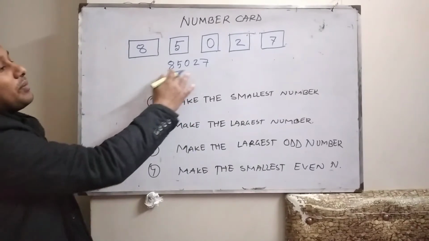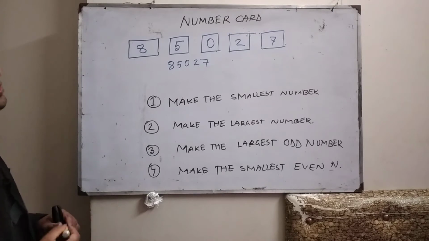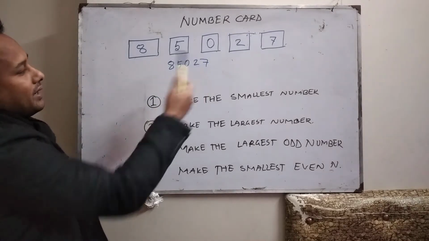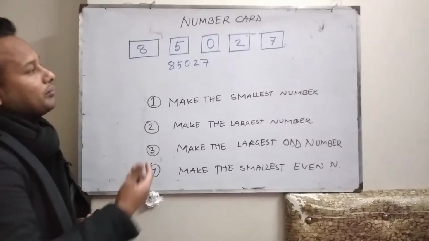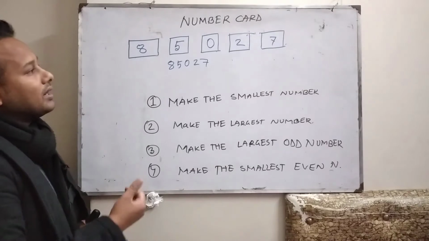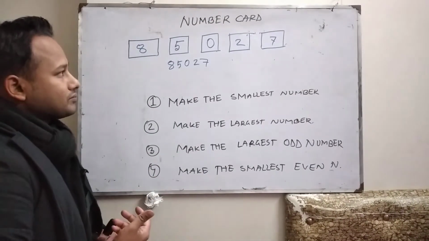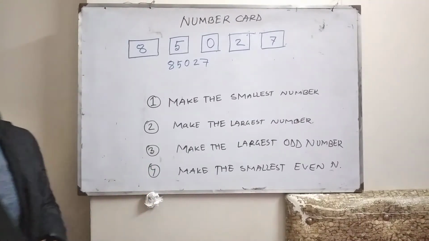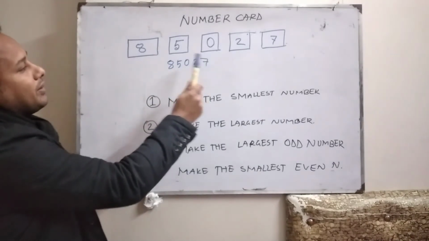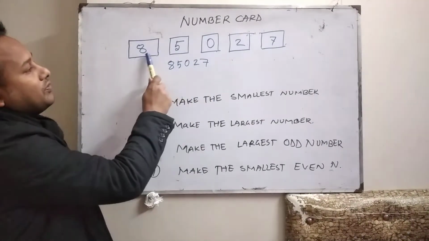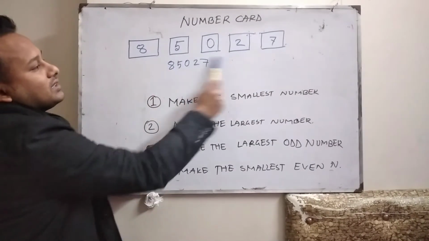Okay, this is a presentation. This is a kind of number we are going to have. Now as you can see, this is a random number we can get, but if you say change the number in order, make the smallest number using the number card or make the largest number using the number card, how to do this? So first of all, we have taken number like this, 8, 5, 0, 2, 7. This is the number. If you arrange in this manner, we will get this number out of this number card.